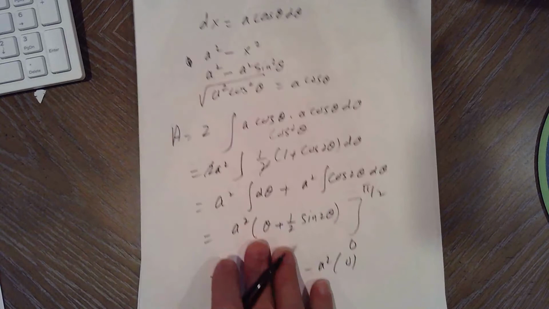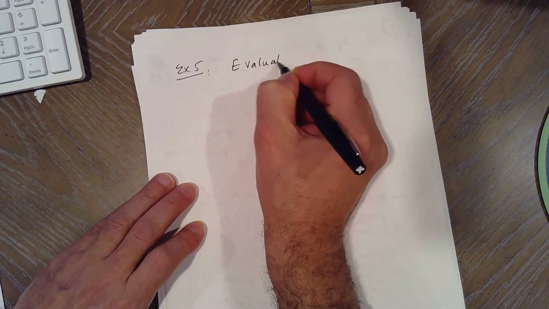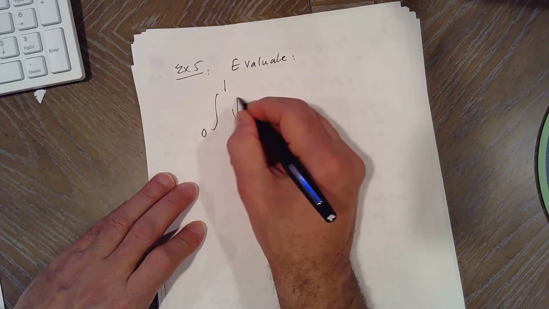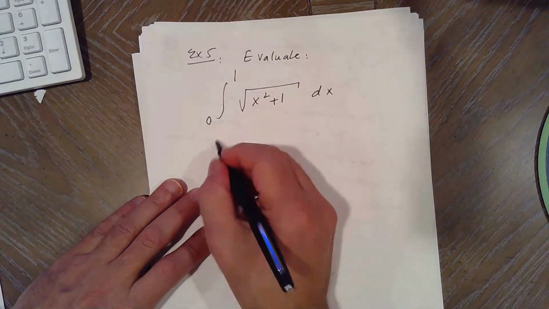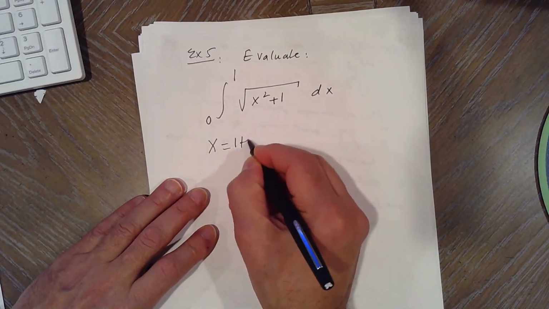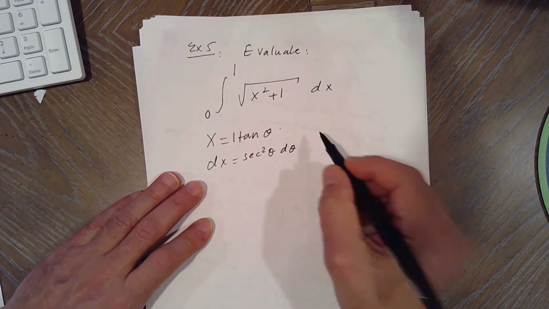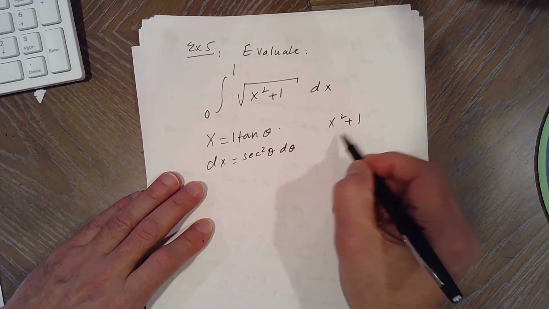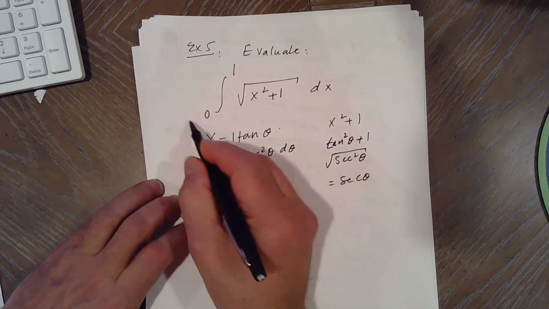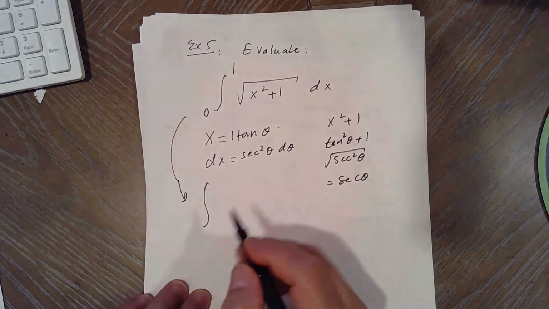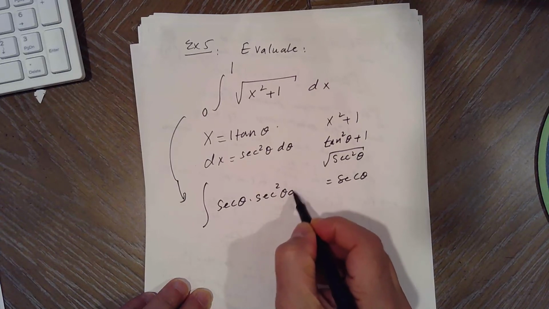Example 5. How do we evaluate the integral from 0 to 1 of the square root of x squared plus 1 dx? Again, this fits x equals a tangent theta, where a is 1, so x is tangent theta. So dx is secant squared theta d theta. So x squared plus 1 is tangent squared plus 1, which is secant squared. If you square root it, we get secant theta. And so we're going to get the integral of secant theta, and then dx is secant squared d theta.